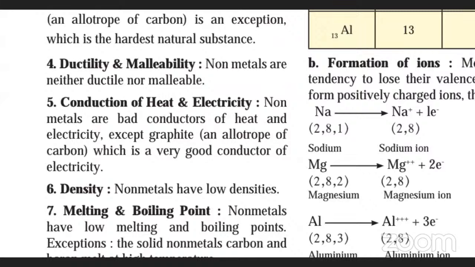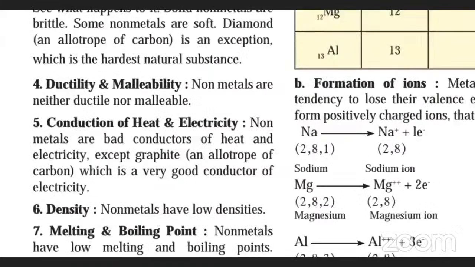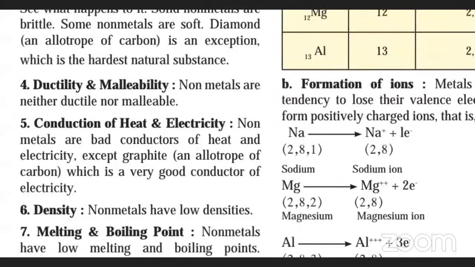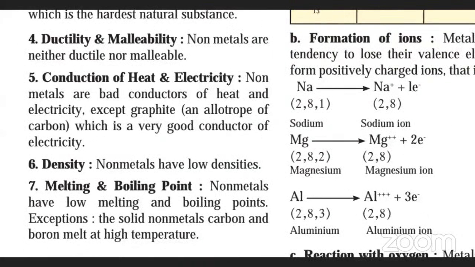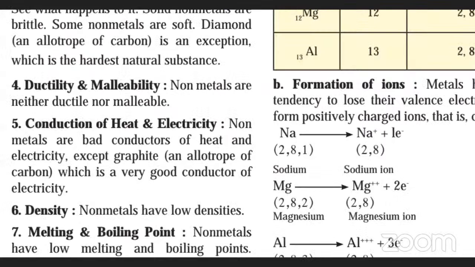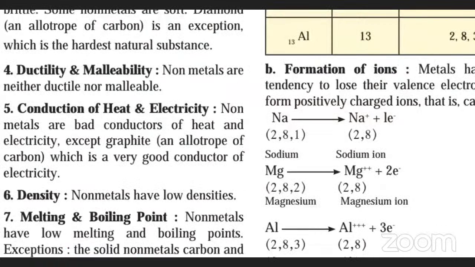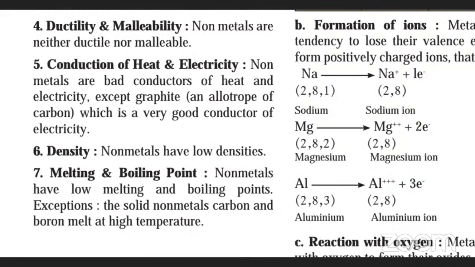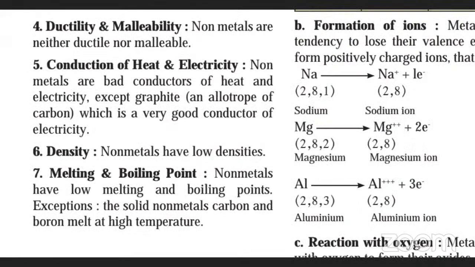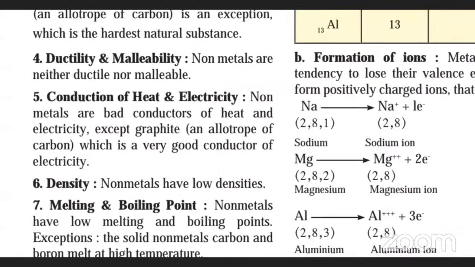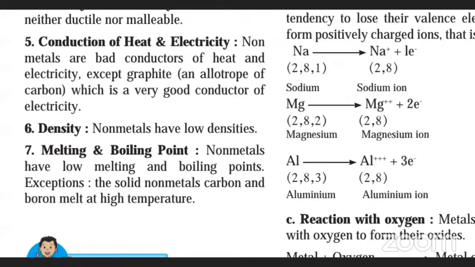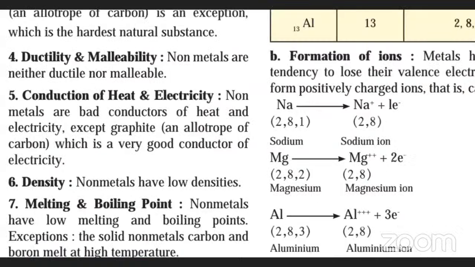So conduction is to transfer heat from one end to another, and the conduction of electricity means transfer of electricity from one end to another. Yesterday we studied that metals are able to conduct heat and also electricity. So whatever substance is able to conduct heat and electricity is said to be a good conductor. And if it is not able to carry the electricity from one end to another end, then it is said to be a bad conductor.